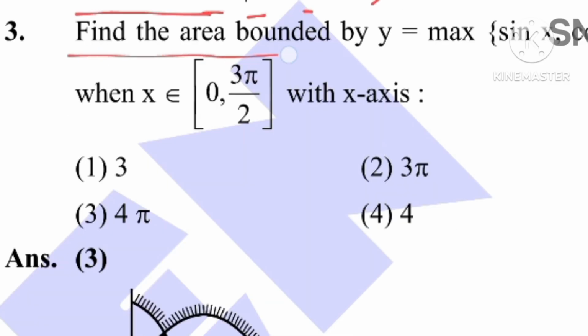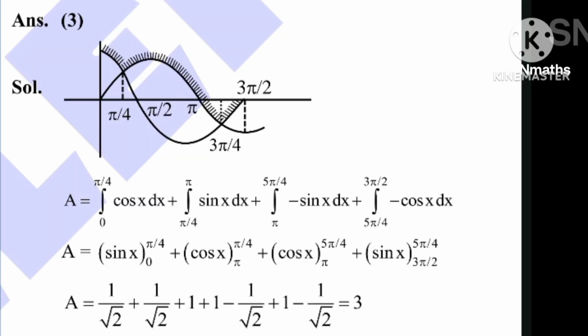Find the area bounded by y is equal to the maximum of sin x, cos x, when x belongs to 0 to 3 pi/2, with the x axis. So we know the sine graph and cos graph. Sine is passing through the origin. Cos is not passing through the origin. These are the two graphs. Now only the maximum, so this area is the maximum.